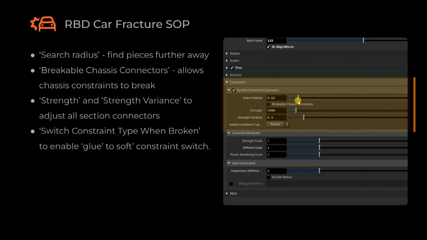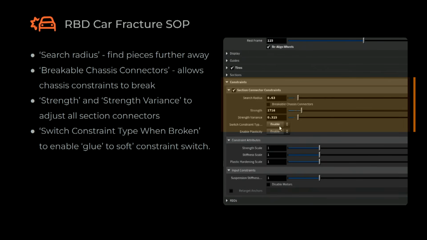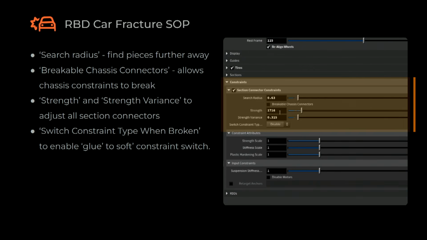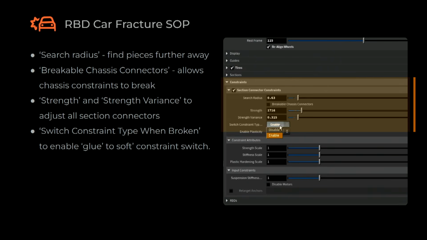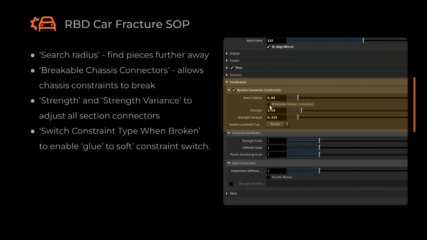And then moving on, you have a whole constraints section, again within the shop, which is separated into three tabs. You have a section connector constraints tab, which, again, you saw those different colorful constraints right before, right? Those are basically the constraints that connect each section to each other. And you can increase the search radius and look for pieces that are farther away. You can even adjust the strength and the strength variance.